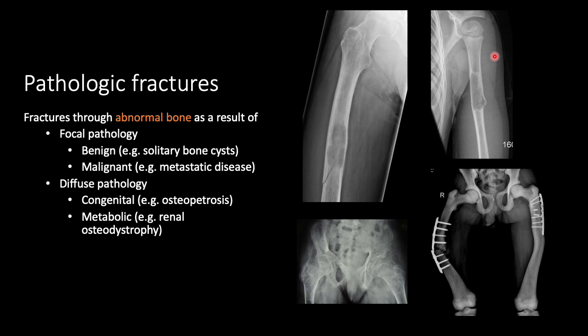Fractures through abnormal bone are termed pathologic fractures. There can be either focal pathology in the form of benign or malignant bone lesions, as seen in the top 2 x-rays here, or diffuse pathology as seen in congenital or metabolic disorders shown in the bottom 2 images.